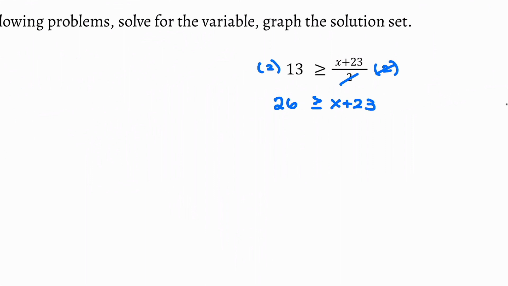The next thing I need to get rid of is the plus 23, so I get rid of it with a minus 23. Since I'm subtracting, that symbol still stays the same. These are going to cancel each other out. I'm left with 3 is greater than or equal to x.